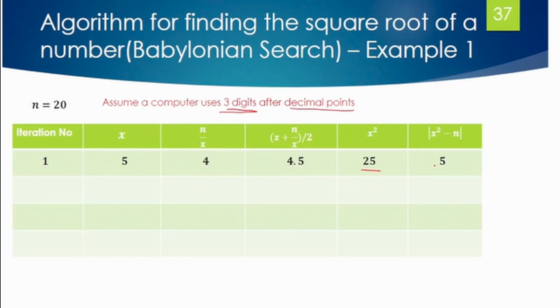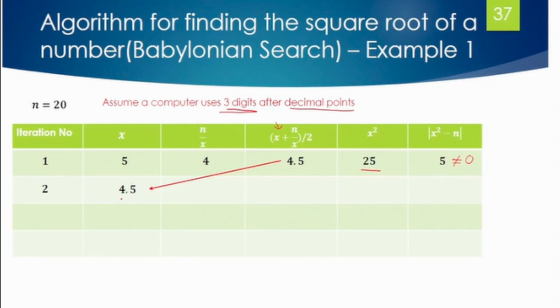Okay, and x square minus n, which is 5. So this is not equal to 0. Therefore we will update. So what value will we update? This value will be the new value of x. So in iteration 2, this 4.5 will be treated as the new value of x.